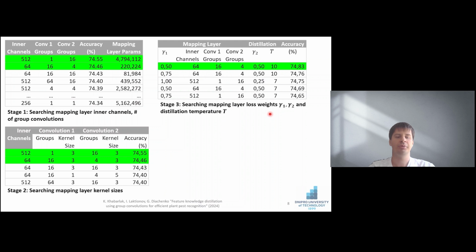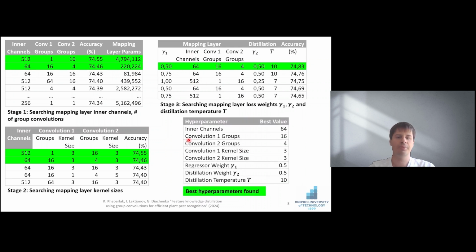Here, you can see that by searching these parameters, the configuration with the number of inner channels 64 and fewer parameters now has higher accuracy than the configuration with the larger number of inner channels, which we had used as the best configuration. Summing it all up, the best hyperparameters found for the proposed approach are shown in this table.